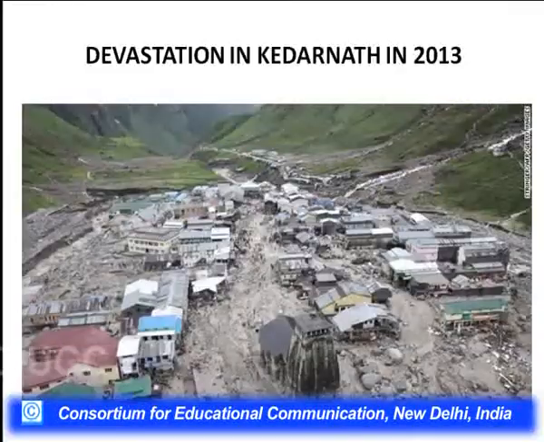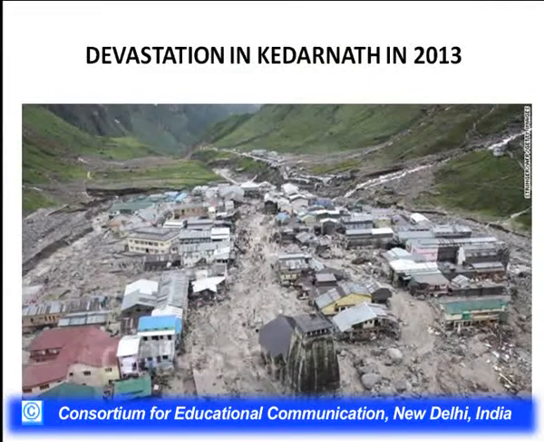Here are a few photographs I would like to put before you. Landslides in Kedarnath, Uttarakhand on 16th June 2013, death toll 5,700. You can see what happened, the devastation in Kedarnath.